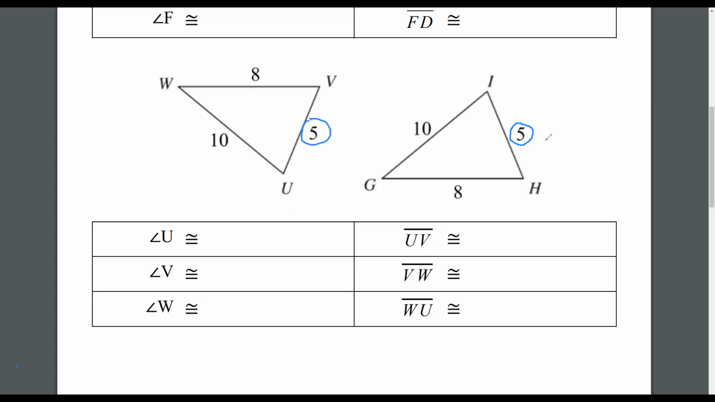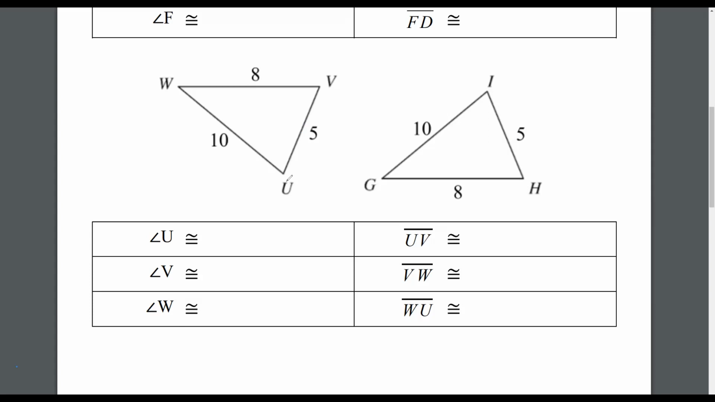Because I know 5 goes to 5 because congruent sides have equal measurements, right? So same side length. So I know it's going to be that one, but I need to know about the angles too in order to figure out what order to write this in, because the vertices need to be in the same order. So now I need to go back to start with the angles, right?